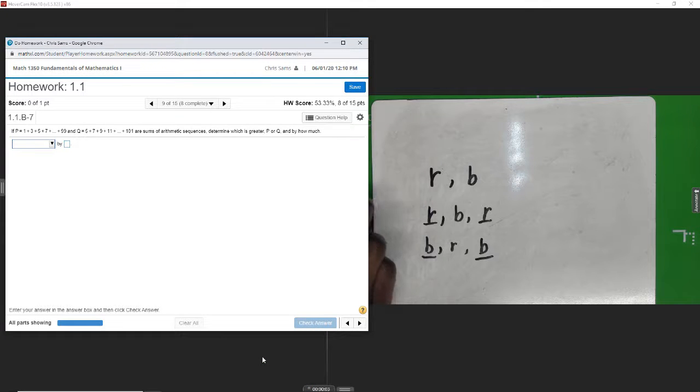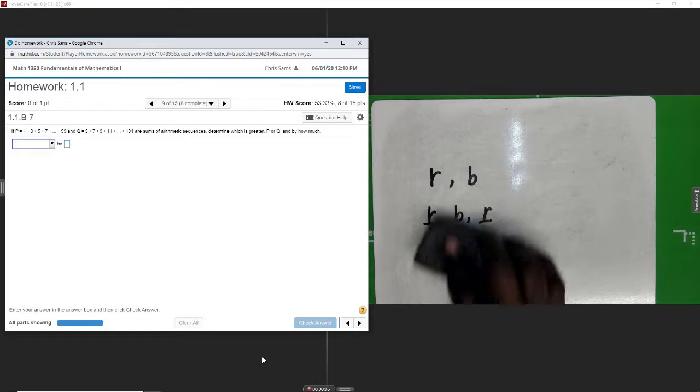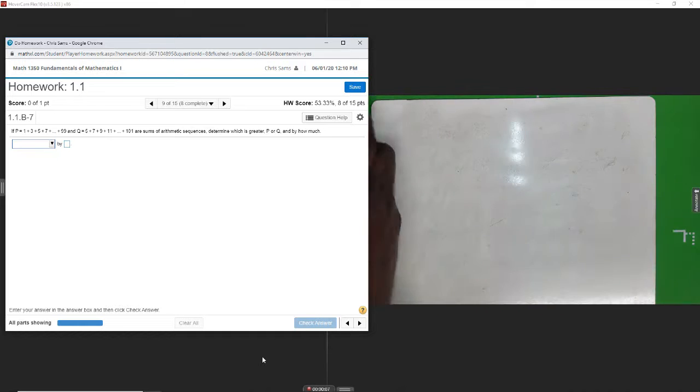All right, number 9. If P is 1, 3, 5, 7, dot, dot, dot, up to 99, and Q is 5, 7, 9, 11, up to 101, the sums of the arithmetic sequences, determine which is greater, P or Q, and by how much.